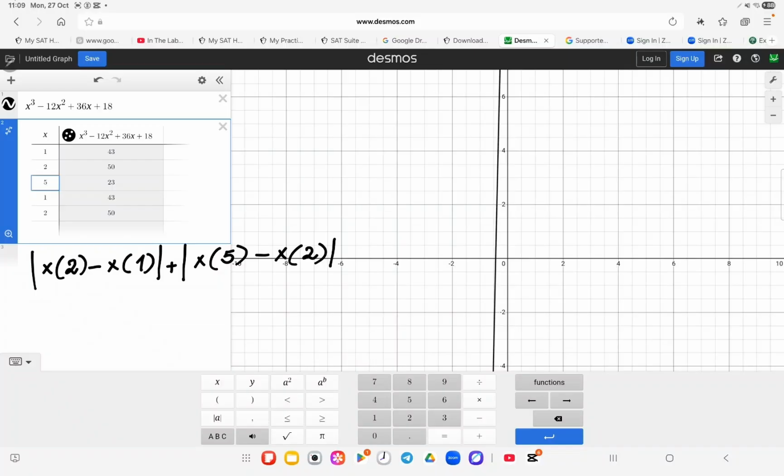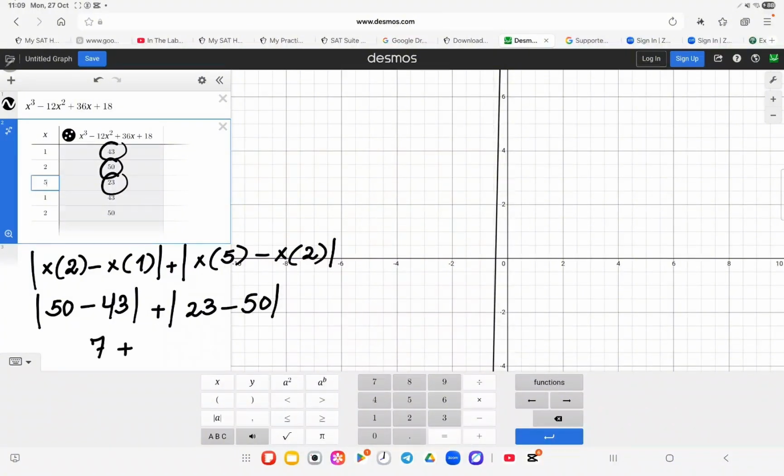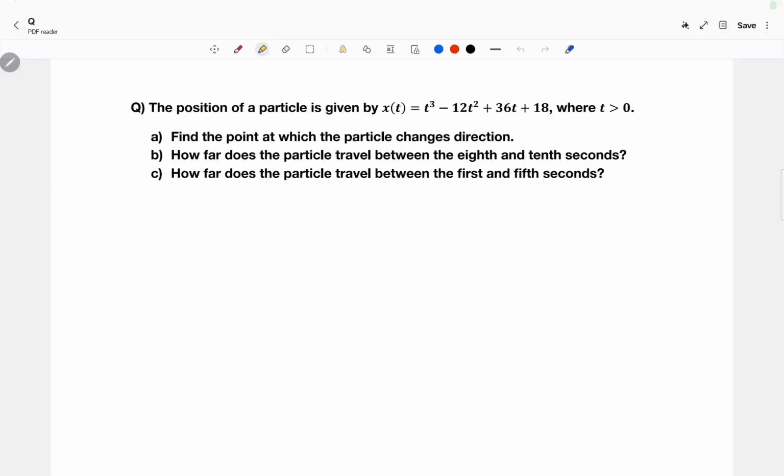So, x of 2 is equal to 50 minus x of 1, which is 43, within the absolute value, plus x of 5, which is 23, minus x of 2, which is 50, absolute value. We'll get 7 plus 27, which is equal to 34.